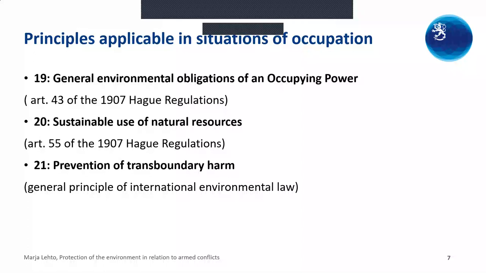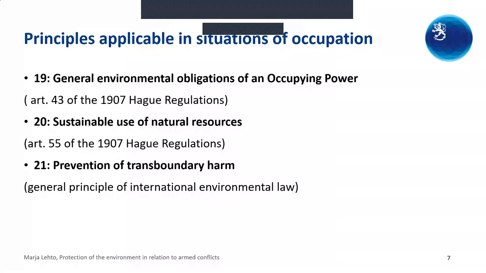A third aspect of principle 19 is that it requires an occupying power to respect the law and institutions of the occupied territory concerning the protection of the environment. The specific content of this obligation is dependent on the circumstances and the environmental legislation of the occupied territory, also of the international obligations of the occupied state's adherence to international conventions. The second principle, principle 20, relates to the use of natural resources of an occupied territory. The provision is based on Article 55 of the Hague Regulations.